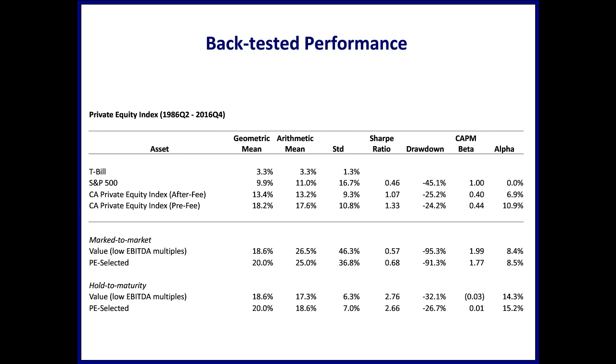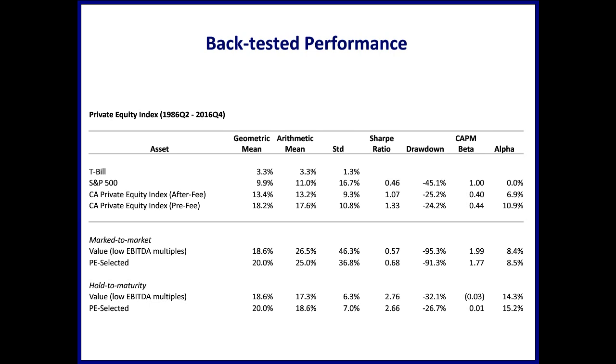Below the line are some summaries of the replicating strategy: similar firms, similar leverage, similar holding periods, and then 2 different portfolio marking schemes. The mark-to-market is what we think of as the one that's accurately reflecting the risk. The geometric mean for the PE selected replicating strategy is 20% a year. That compares favorably to the 18% pre-fee private equity index.